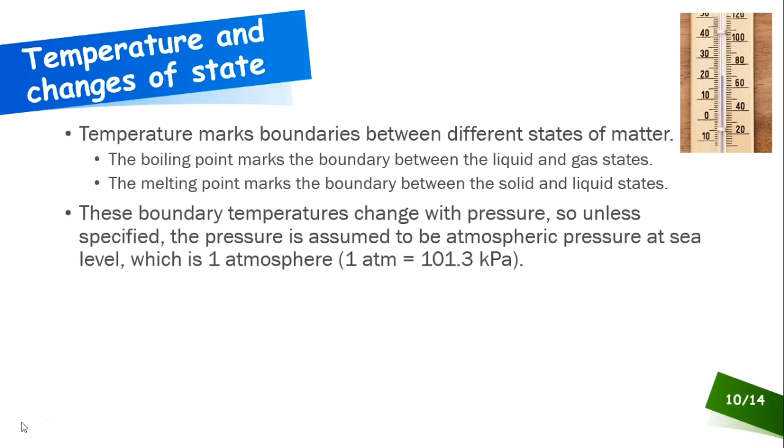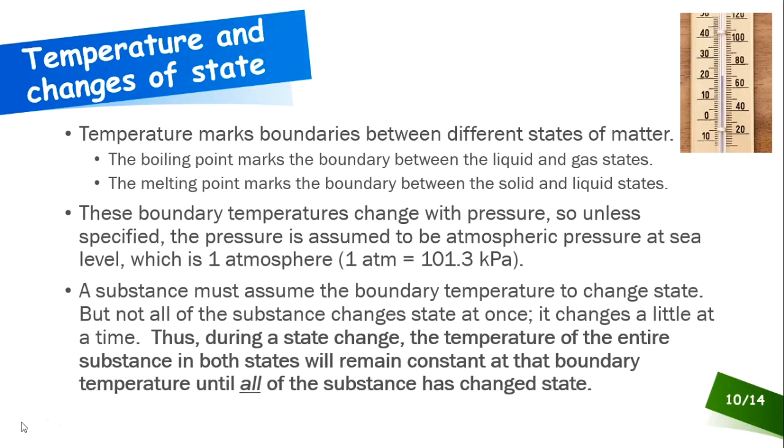Now, these boundary temperatures are going to change with pressure. So unless specified, you're really going to be assuming we've got standard pressure, which is 1 atmosphere or 101.3 kilopascals. This is the standard that's typically used by convention. Sometimes you get questions about state changes at different pressures, but for most of what we're going to look at, we're just looking at standard pressure, which is 1 atmosphere.